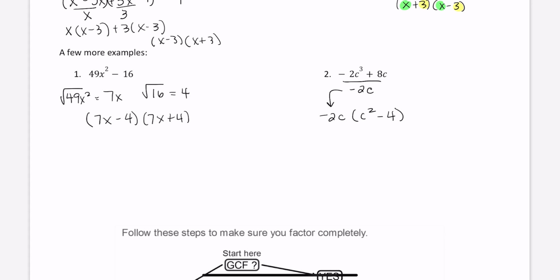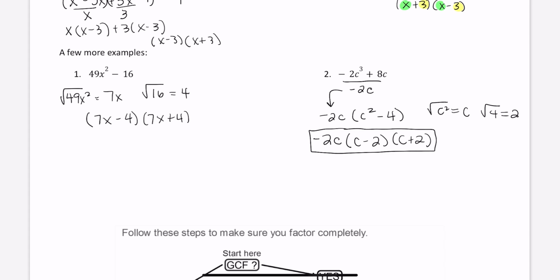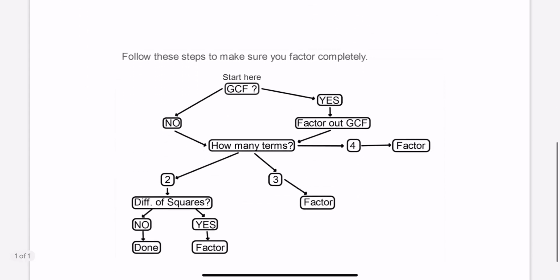So this is actually going to end up being -2c times c minus 2 times c plus 2. Now, where did I get the c minus 2, c plus 2? I can take the square root of c squared, which is c, and the square root of 4, which is 2. So I can go ahead and put c in the first spot, 2 in the second spot. So difference of squares is going to be something that you're going to have to recognize, because if it is in one of your two binomials at the end, you're going to have to factor by difference of squares to fully factor. So I do have this small flow chart here for you to go through all the steps to make sure you've completely factored every time.